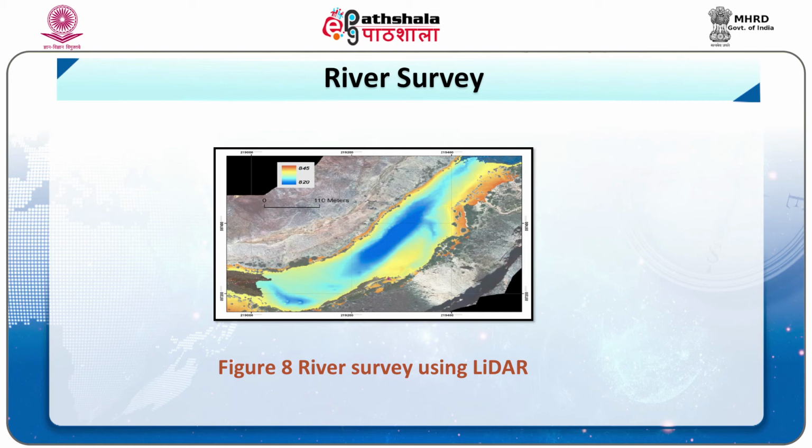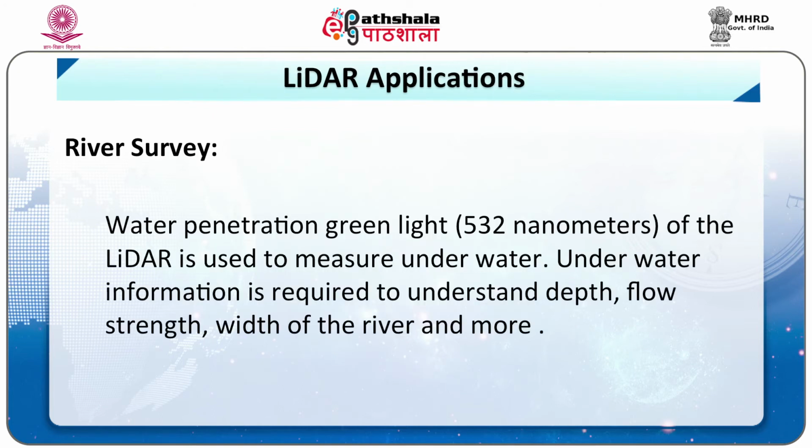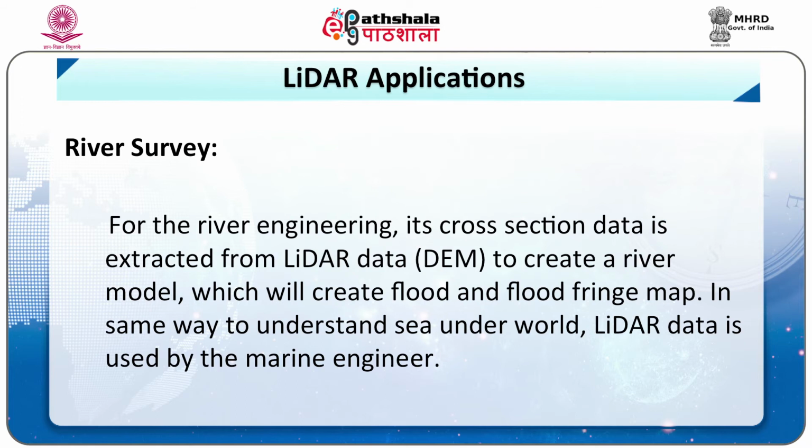Now, the next application lies in river survey. The water penetrating green light, 532 nanometers, of the LIDAR is used to measure underwater information. Underwater information is required to understand the depth, the flow strength, the width of the river and more. For river engineering, the cross section detail is extracted from the LIDAR data to create a river model, which will create flood and flood fringe maps.